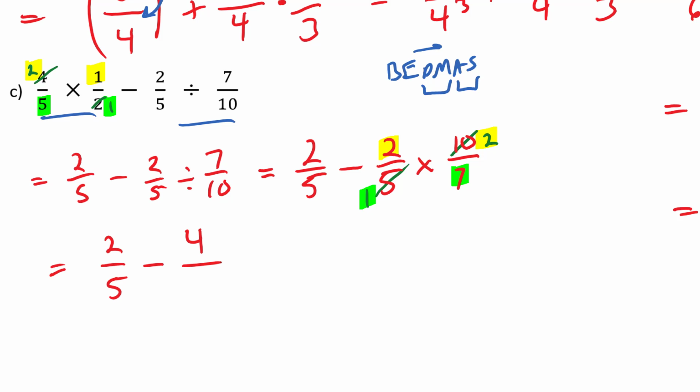2 times 2 is 4, and 1 times 7 is 7. Now I have to find the lowest common denominator between 5 and 7. Hopefully you can see that's going to be 35. Multiply one side by 5 and the other side by 7.